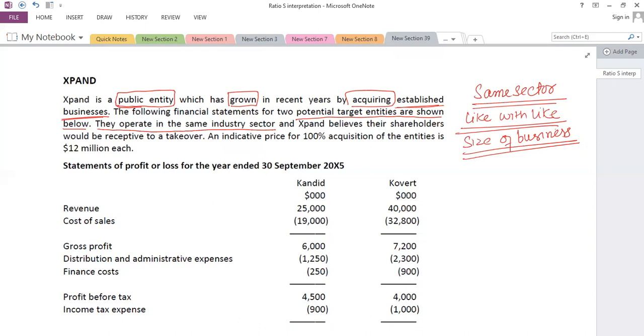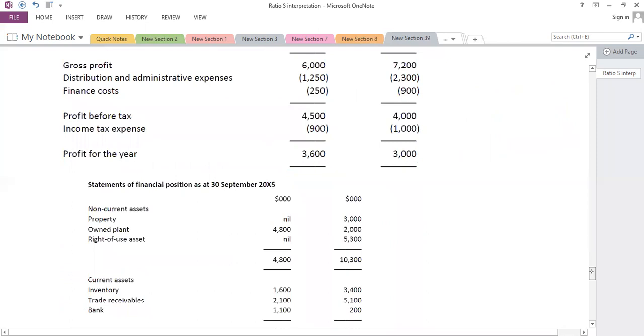But Expend believes their shareholders would be receptive to a takeover. So how can you respond to your shareholders' requirement? An indicative price for 100% acquisition. Now it's very important. We want to buy 100% of the shares for 12 million. So we want to pay 12 million for 100% acquisition. Obviously, we have to raise finance for the 12 million acquisition, right?